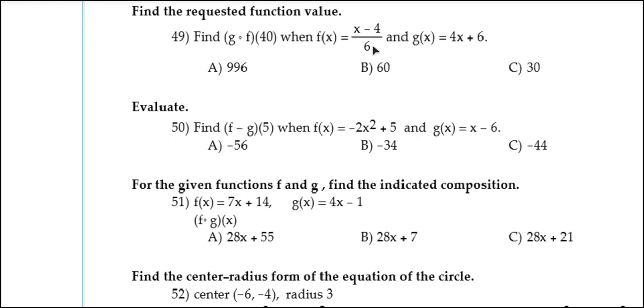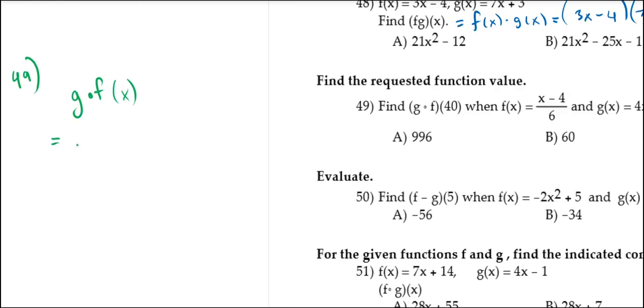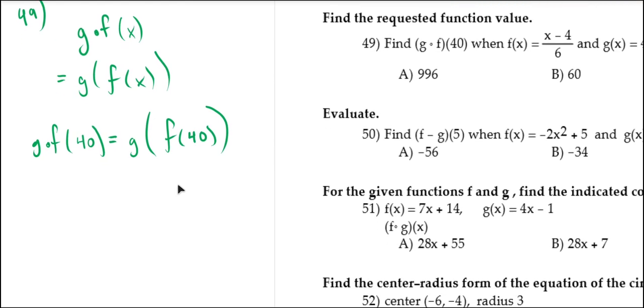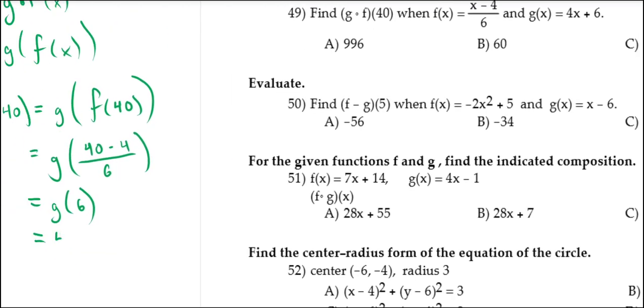Number 49 asks us to find g composed with f of 40, when f of x is x minus 4 over 6, and g of x is 4x plus 6. G composed with f is perhaps better written this way, so we can really see what's going on. We're going to need to be plugging in 40 first into f of x, and then whatever that is gets plugged into g of x. So for example, we might ask, what is g of 40 minus 4 over 6? Well, 36 divided by 6 is 6, so this is really just g of 6. And then g says, take 4 and multiply it by that, and add 6 to it, which is going to give us 30 right here.